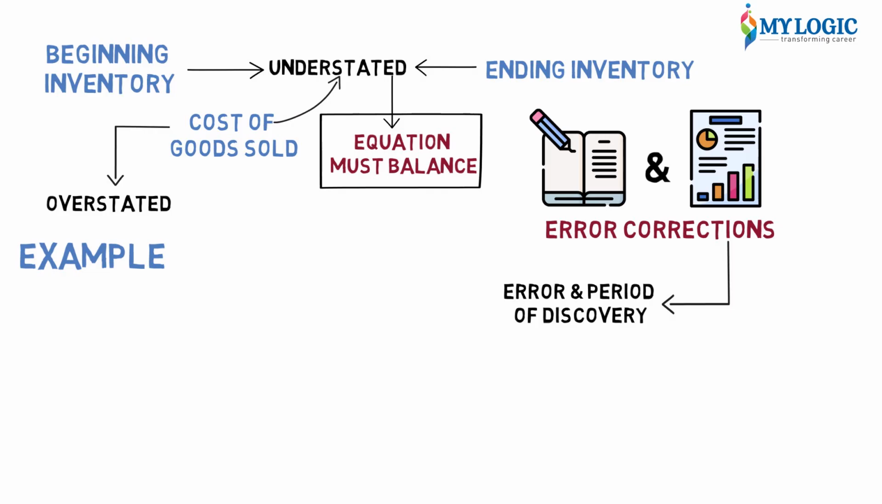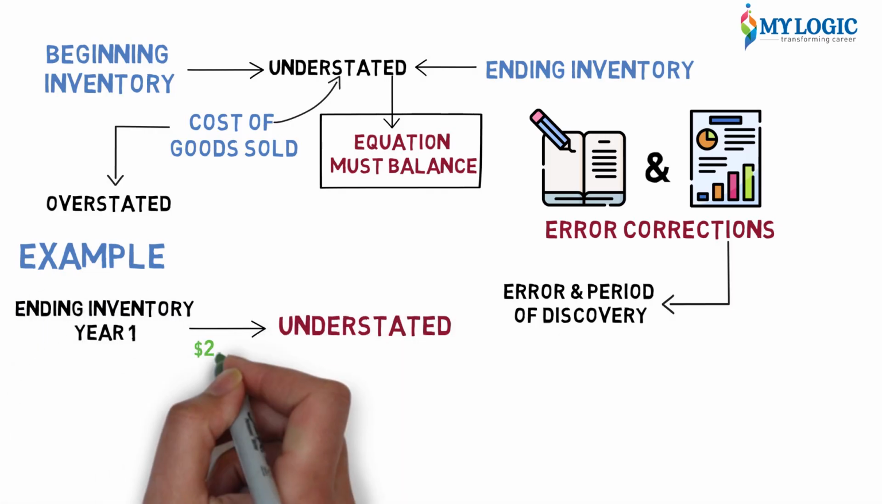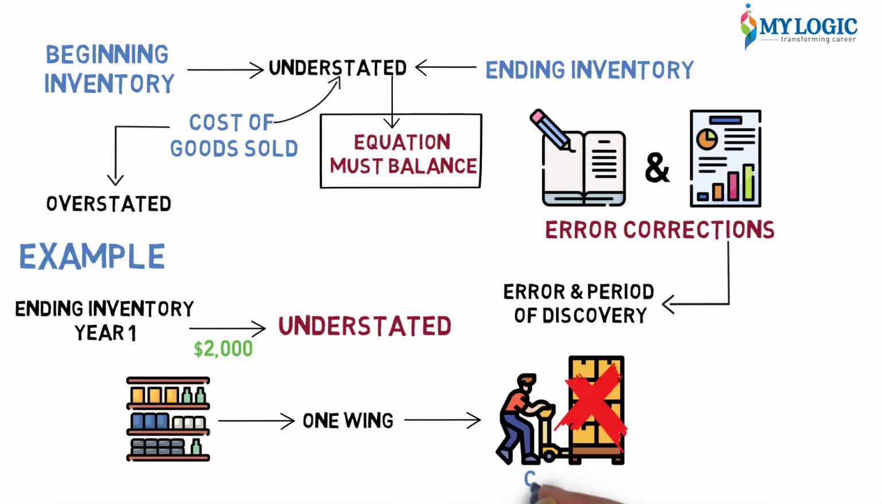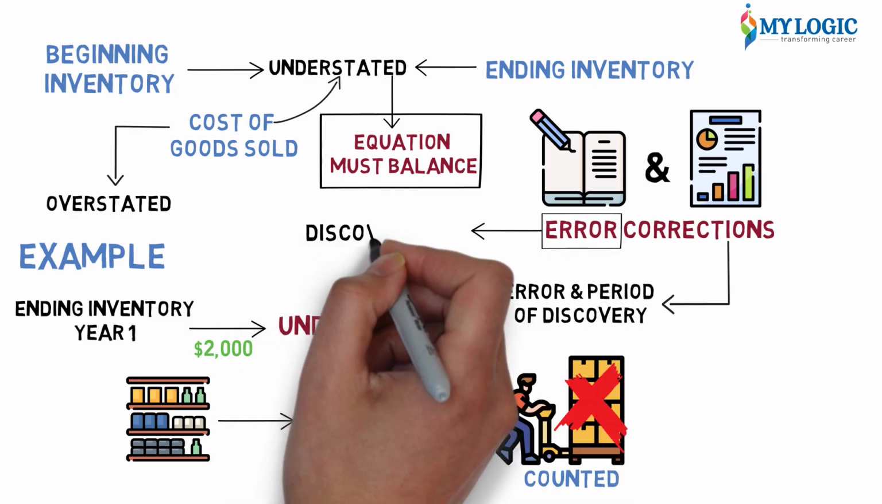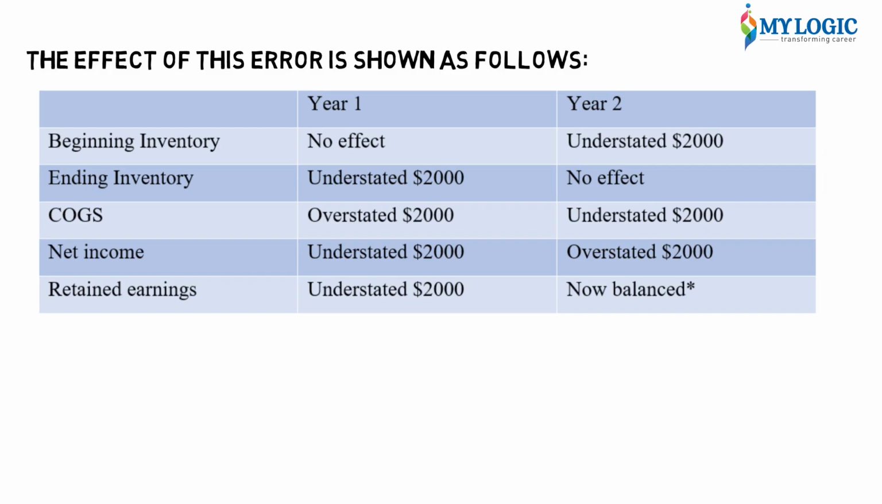Example: the ending inventory of year 1 is understated by $2,000 because the items in one wing of the warehouse were not counted. The error was discovered in year 2. The effect of this error is shown as follows. Beginning inventory for year 1, no effect. Beginning inventory for year 2, understated $2,000. Ending inventory for year 1, understated $2,000. For year 2, no effect.